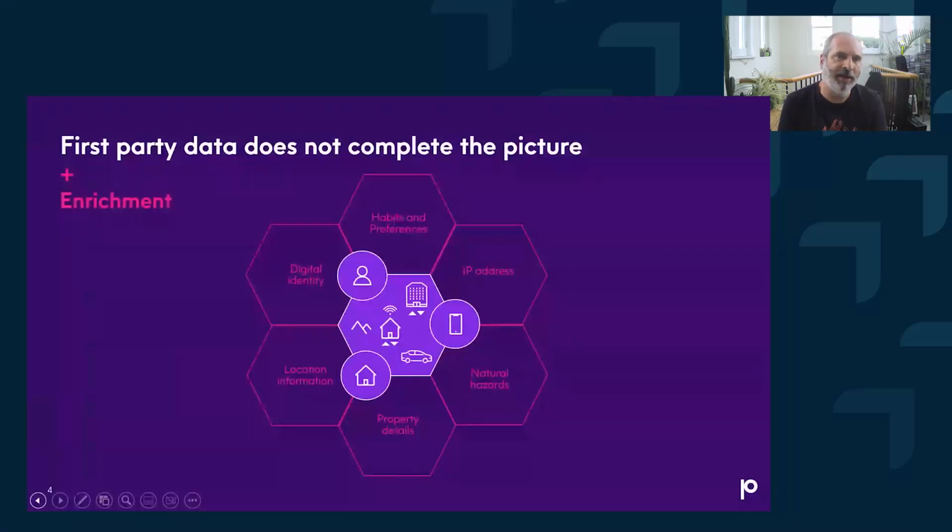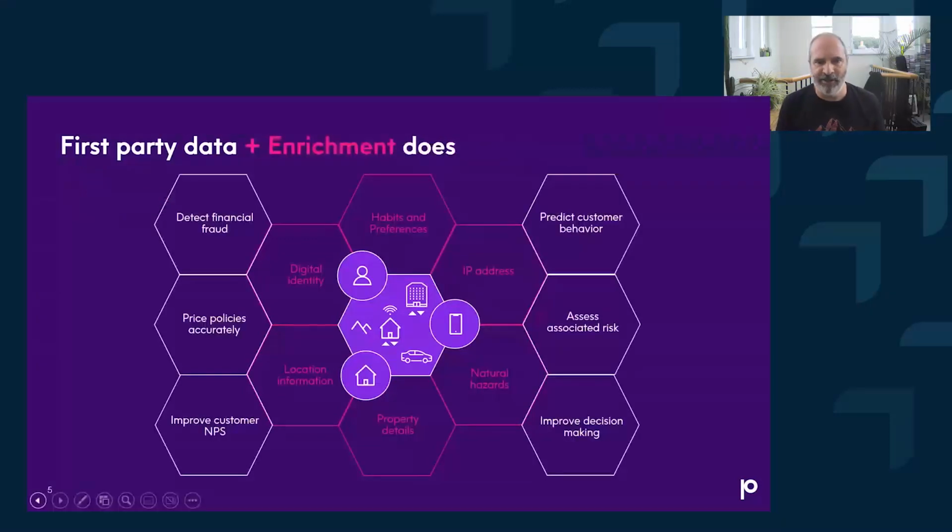That might be looking at demographics, preferences, information about the property that they live within, the natural hazards, be it wildfire or flooding, that those customers may be exposed to, and information around the location. And what that allows you to do by putting that first party data and enrichment together is to start to deliver insights for your business.